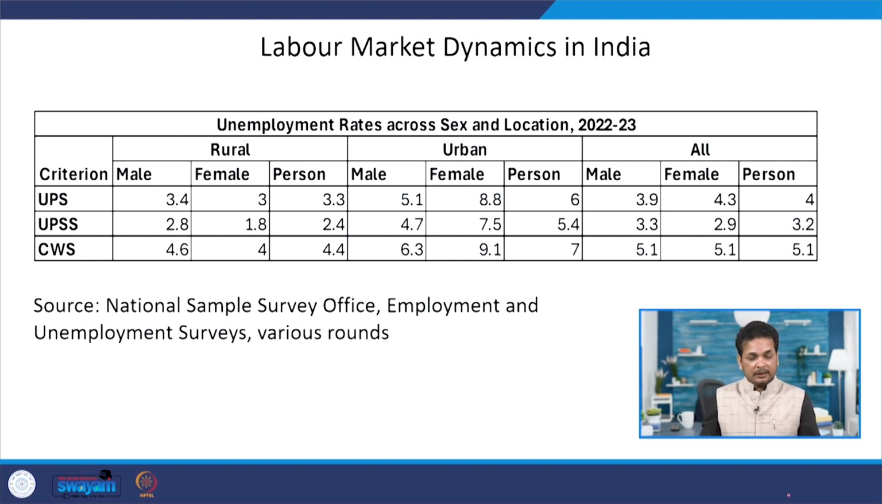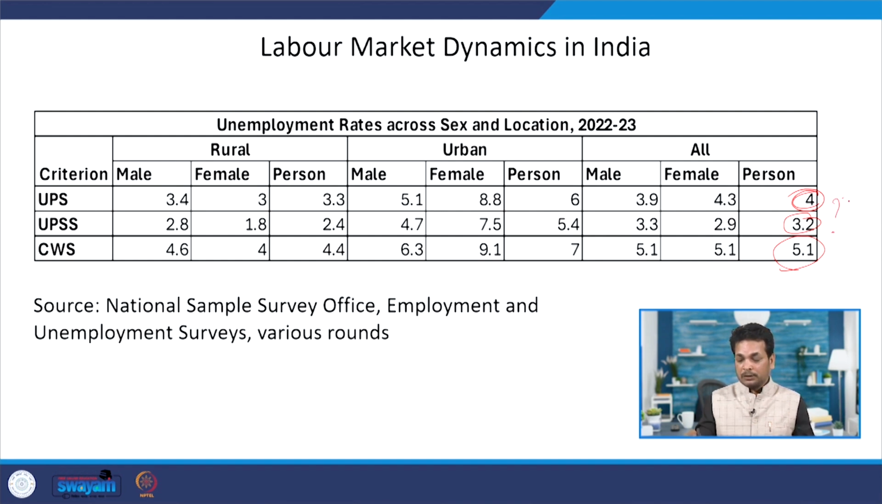Another key indicator is the unemployment rate. You can see the unemployment rate as per three different categories of activity status. The open unemployment is roughly around 4%, and when we look at the distribution, rural, urban, male, female, you can see the variation. But with the UPSS approach, it is just 3.3% or 4% roughly, whereas with the CWS approach, the current weekly status approach, it comes to 5%. So, in India, the open unemployment rate is very low, which is one of the characteristics of many developing countries in the world.